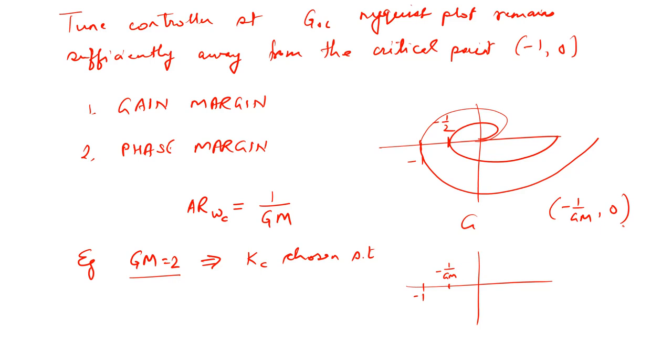Phase margin is not tricky. Now instead of looking at the amplitude ratio when the phase is minus 180 degrees, we look at the frequency for which the amplitude ratio is 1, and ask what the phase is. If that phase is sufficiently away from minus 180 degrees, so let us say the phase is minus 135 degrees, that means you have 45 degrees further to go before the phase becomes minus 180 degrees, right? So you've got a phase margin of 45 degrees.